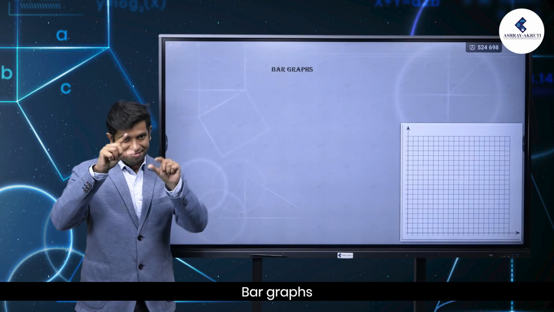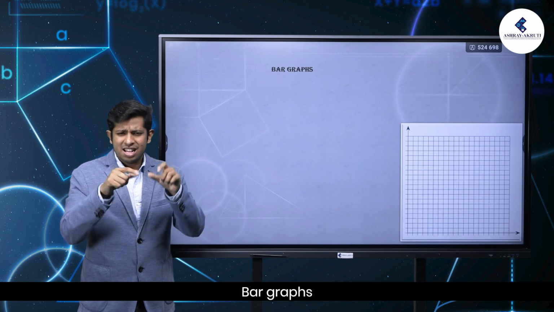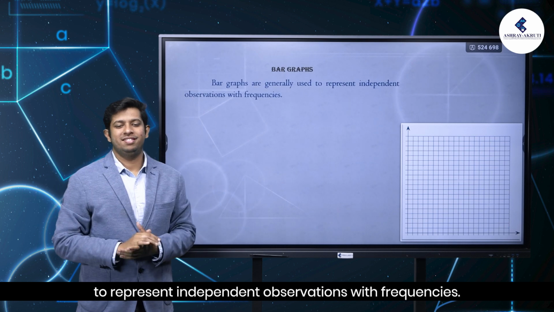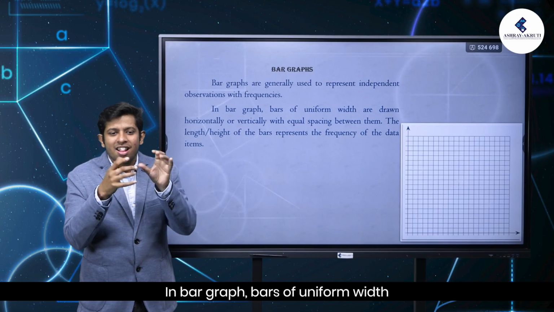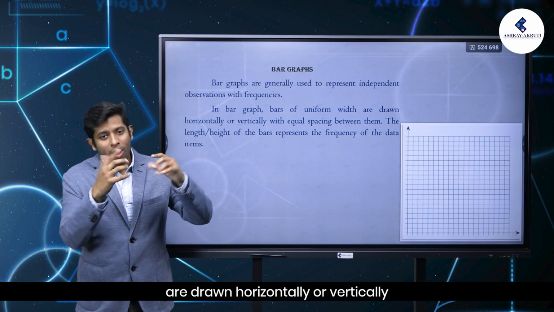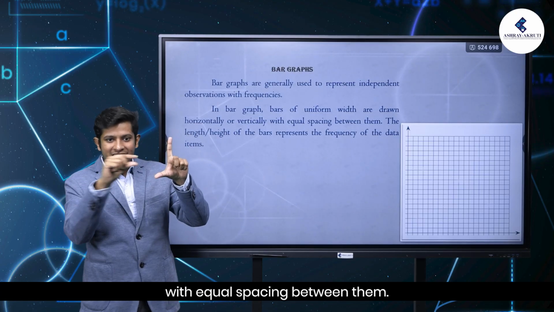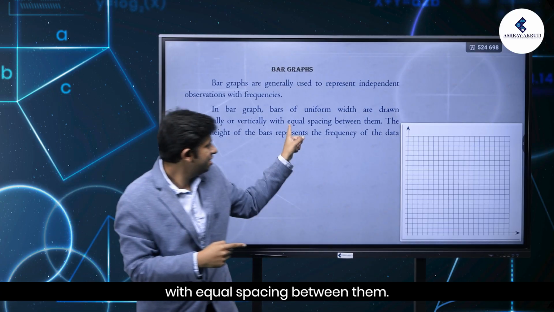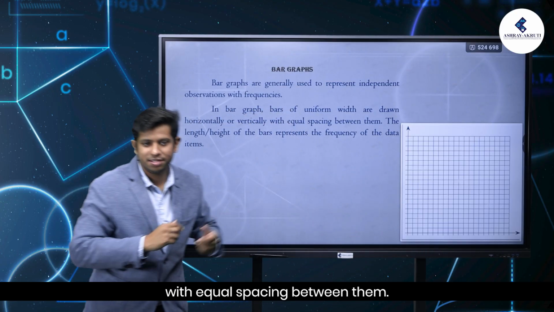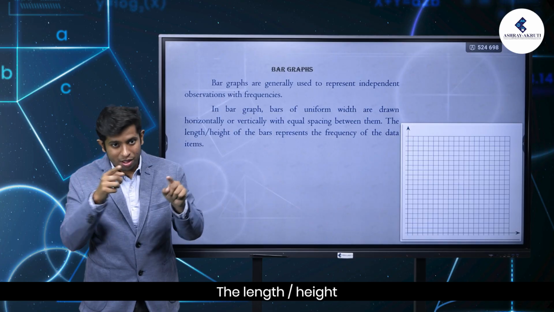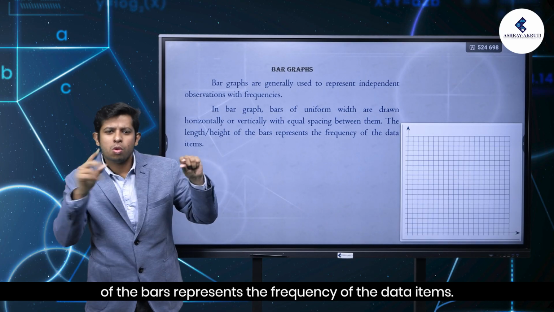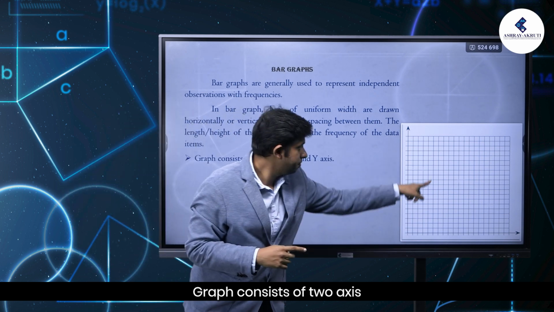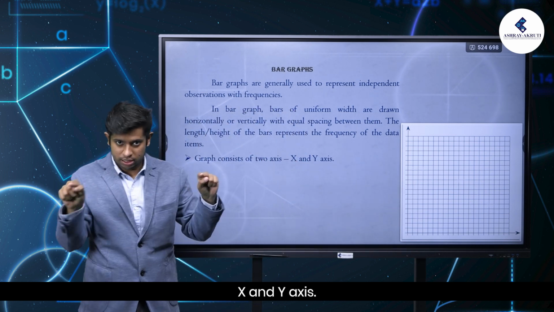Bar graphs. Bar graphs are generally used to represent independent observations with frequencies. In a bar graph, bars of uniform width are drawn horizontally or vertically with equal spacing between them. The length or height of the bars represents the frequency of the data items. A graph consists of two axes, the x and y axis.